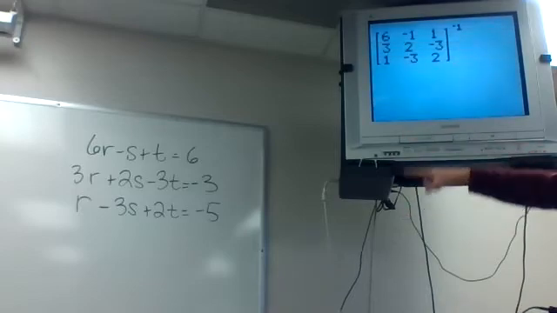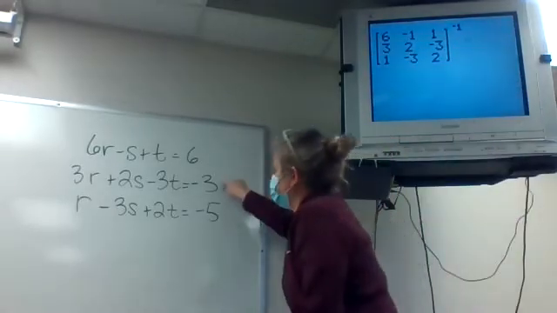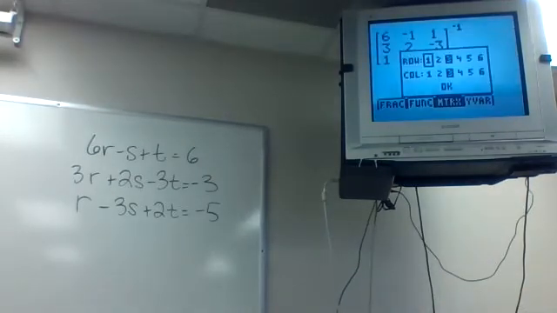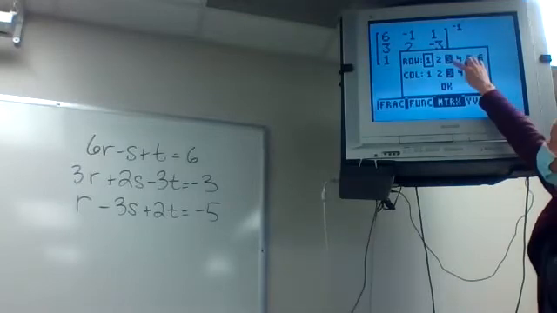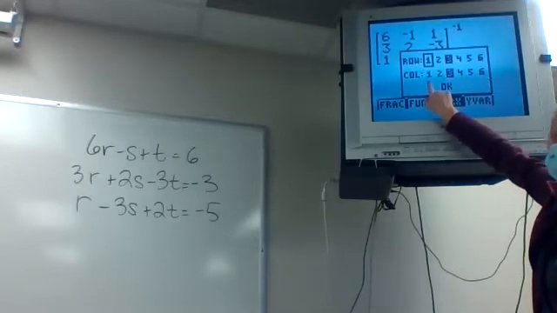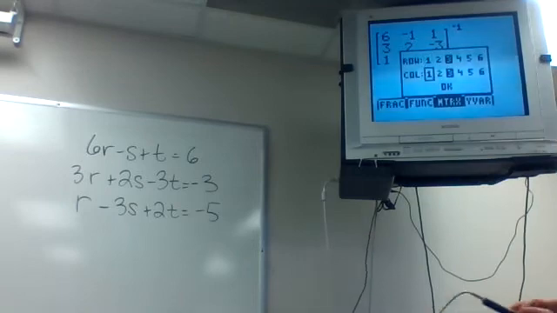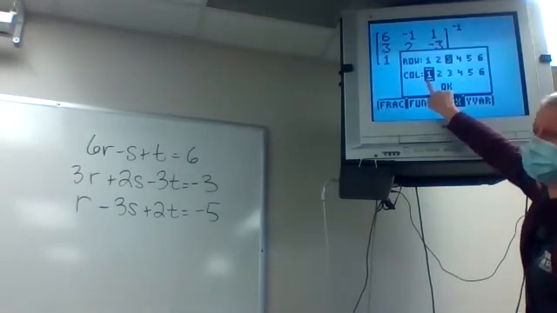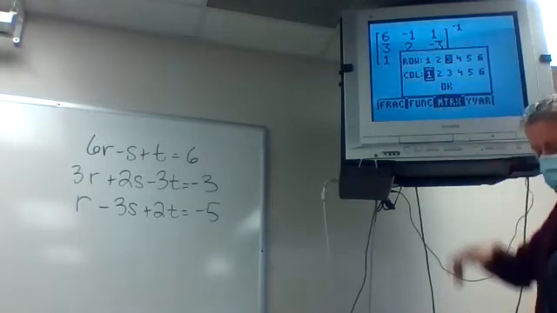And then you want the other matrix. So again, alpha, zoom. Now this time you want to tell it 3 rows, 1 column. So go down to the 1 and hit enter. So this is going to make a 3 by 1. Down to OK.